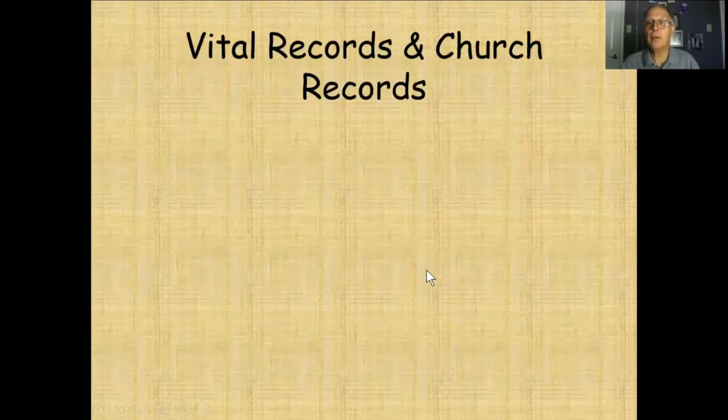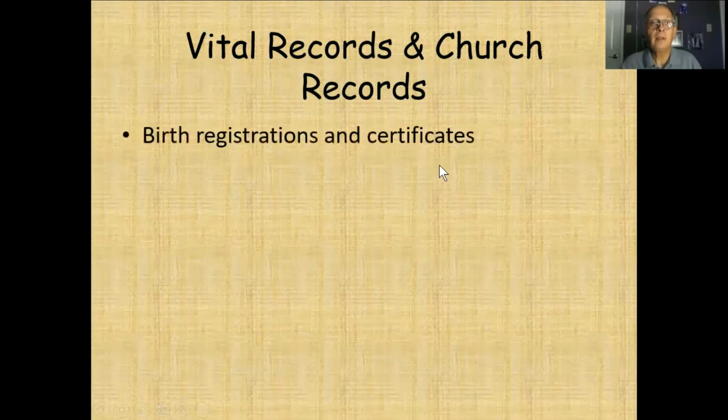Vital records and church records. Birth registrations and certificates will give you the date of birth and usually the location and usually the parents. And if you're lucky, the maiden name of the mother.